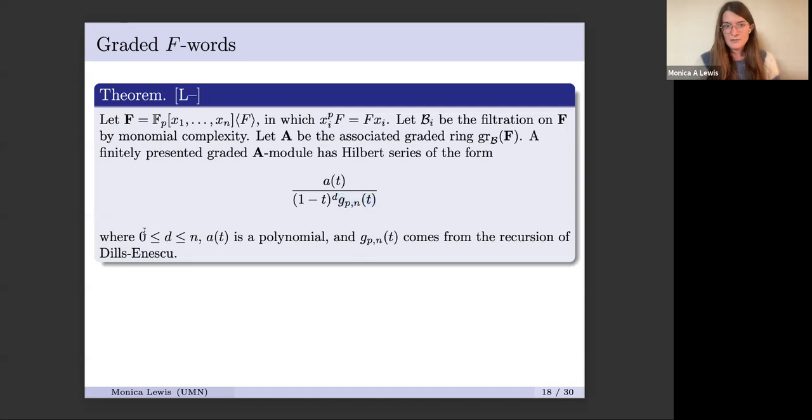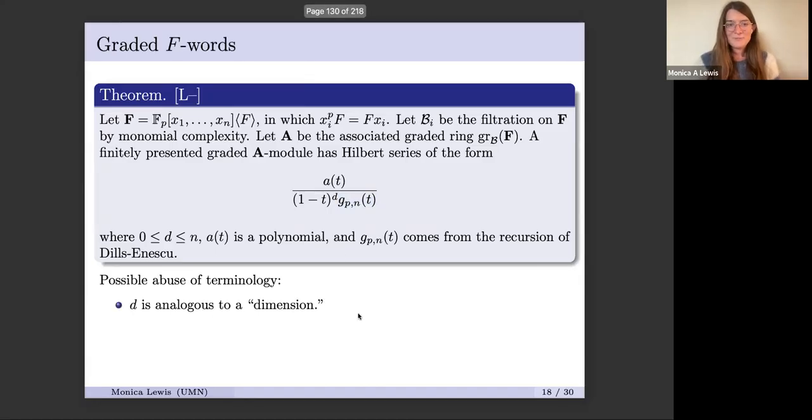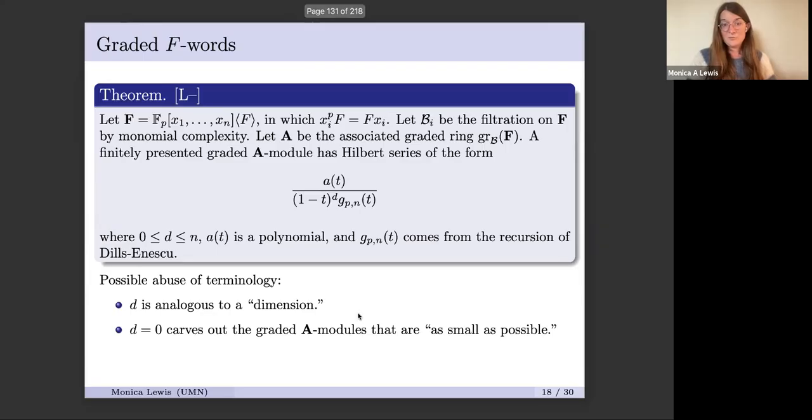The slowest growth, quote unquote, is going to happen when you set d equal to 0. That's kind of the minimum class in terms of the denominator. And by possible abuse of terminology, kind of trying as hard as we can to mimic the D module characteristic variety world, we could try to think of d as being analogous to a dimension of sorts. We could think of d equals 0 as carving out the graded A modules that are as small as possible. And it might be possible to view a(1) as a kind of multiplicity.